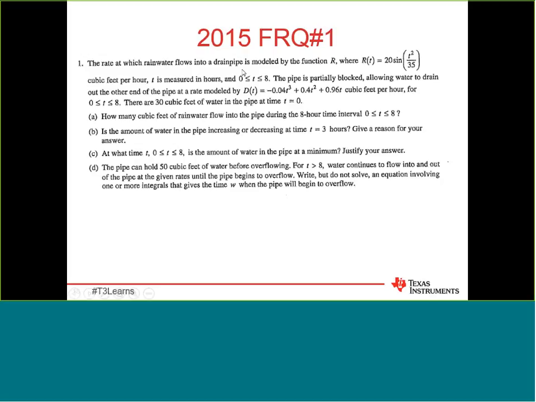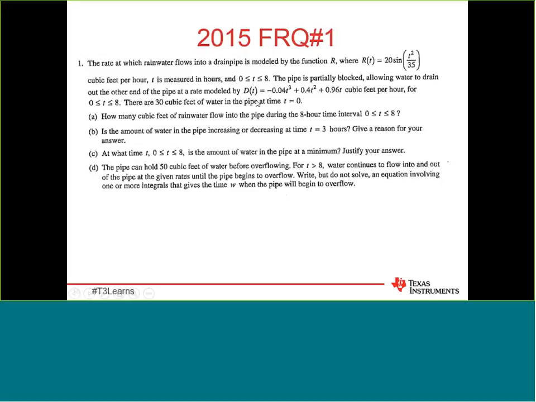So this is really a nice thing to know. That's our domain from 0 to 8 inclusively. The pipe is partially blocked, allowing water to drain out the other end of the pipe at a rate modeled by D of t. So D for drain, R for rainwater coming in. And that is modeled by D of t equal to this.